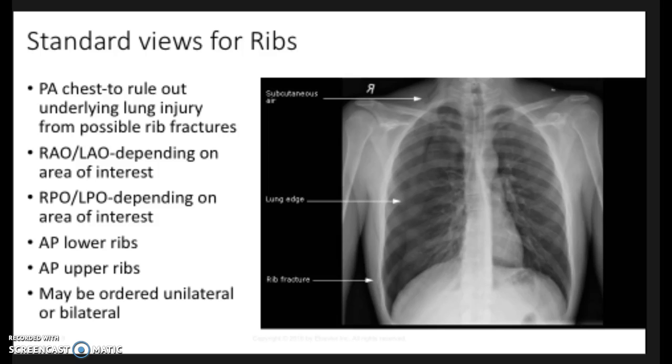It's kind of creepy. Anyway, typical views, RAO, LAO, depending on the area of interest, or RPO, LPO, also depending on the area of interest. So if the patient has pain anteriorly, you will put that part closest to the image receptor. So whether you do RPO or RAO will definitely just depend on where the patient's injury or pain is. If possible, you need to mark the area of concern with a BB so that the radiologist can correlate with the images.